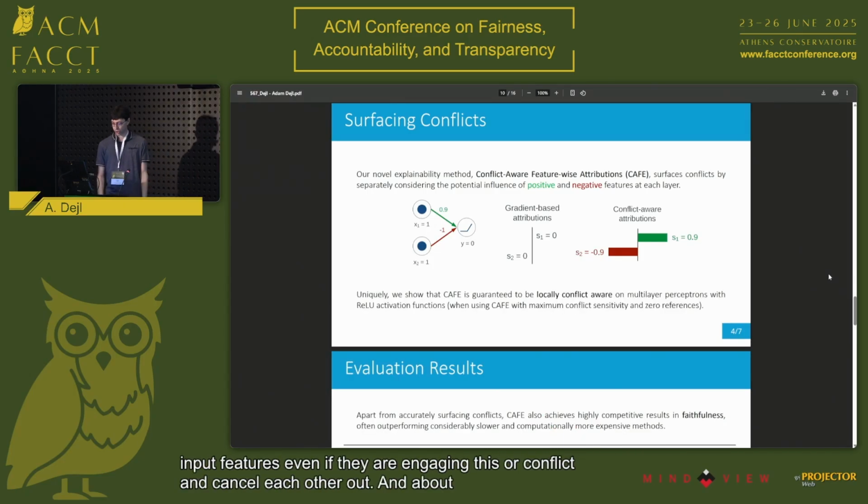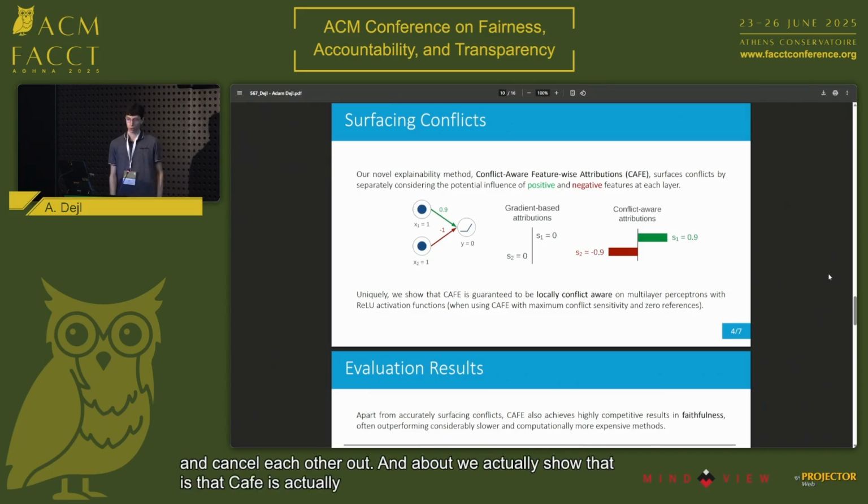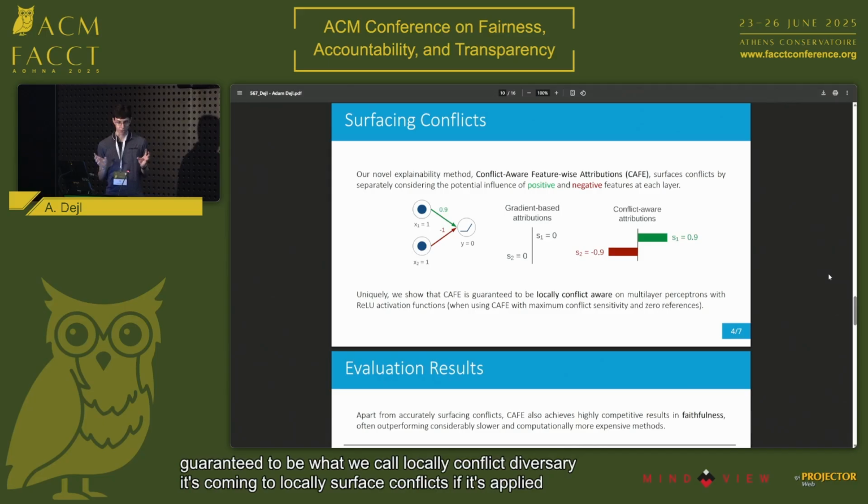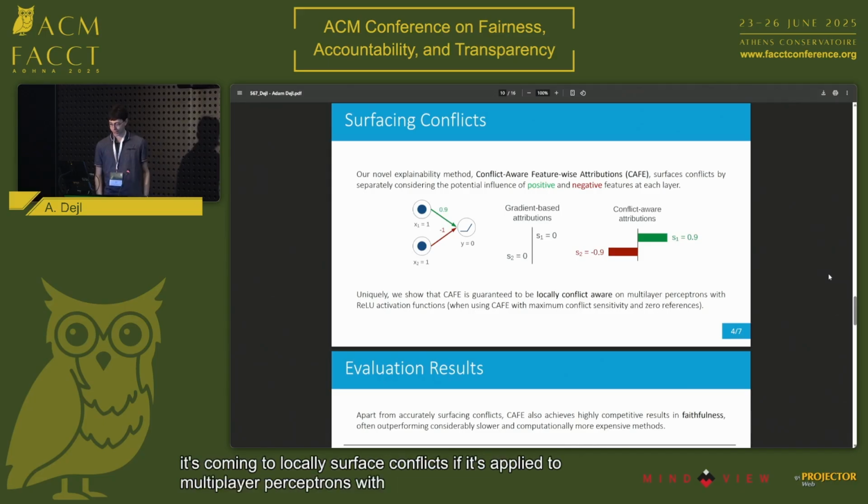And we actually show that CAFE is guaranteed to be what we call locally conflict-aware, so it's guaranteed to locally surface conflicts if it's applied to multi-layer perceptrons with ReLU activation functions when using CAFE under some specific settings, which isn't too difficult to achieve in practice.